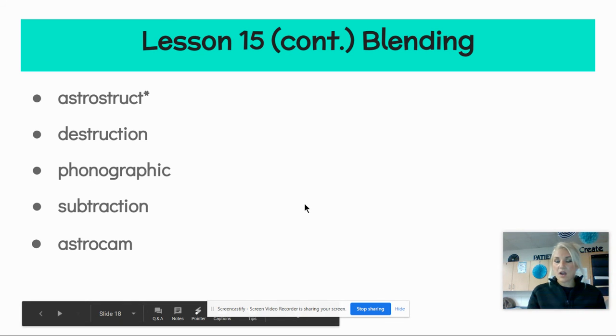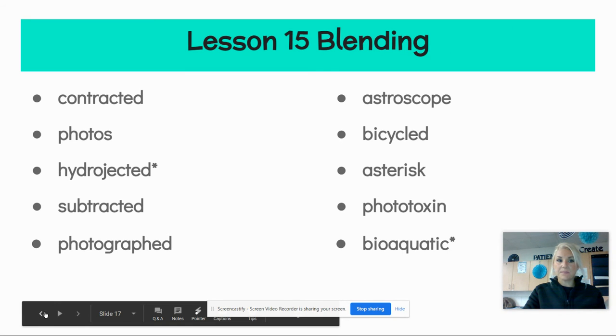So those are our blending words today. If you need to go back and pause the screen and look up some of these words that are real words to know the meaning, I encourage you to do that. That's what good readers do. If you need to go back and rechant the words and practice, make sure you do that. Before I go, I want to do just a little testing on you.